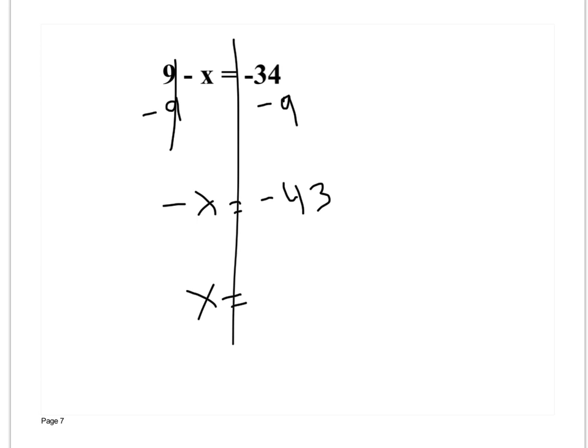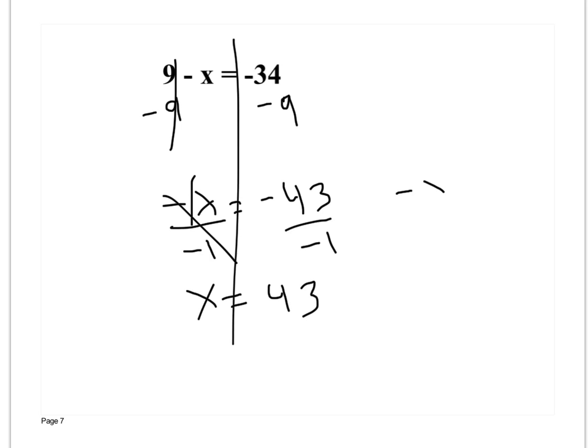If you remember that x has a number in front of it, what would be that number? 1. Right? 1 is always times x, so I can say it's negative 1 times x. How would I get rid of negative 1 times x? How would I get rid of negative 1? Take off the negative. I would divide by negative 1, right? What is negative 43 divided by negative 1? 43. So that is what you do theoretically.